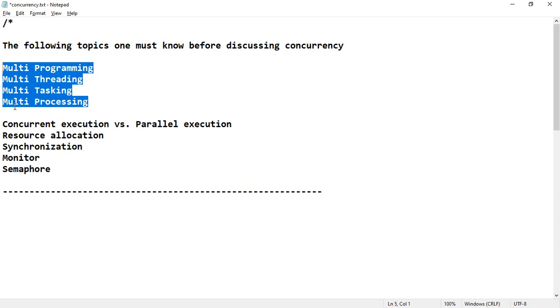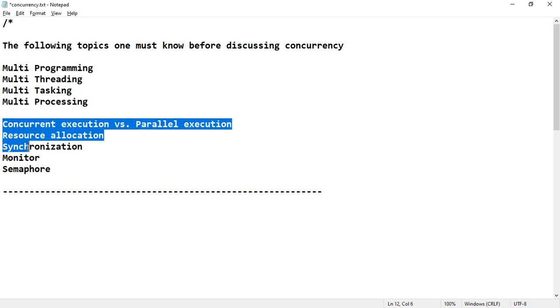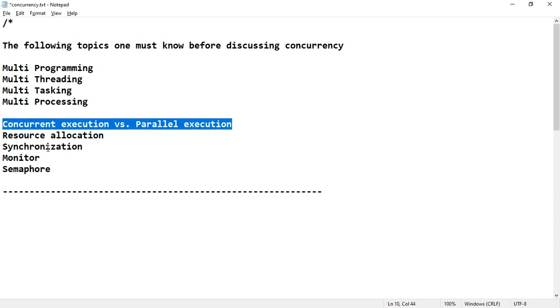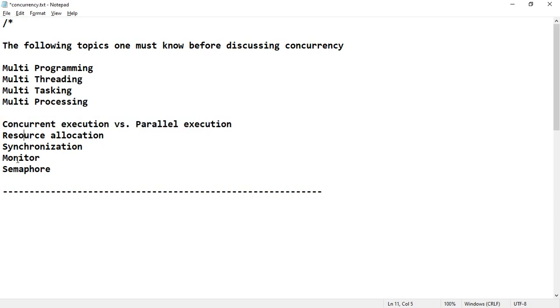In the next lecture we'll see the rest of the things like concurrent execution. Already in this lecture we have seen concurrent execution and parallel execution, and next we'll see resource allocation, synchronization, monitor and semaphore. Then we'll move on to the concepts of how multi-threading is implemented in Java, C++ and Python programming languages.